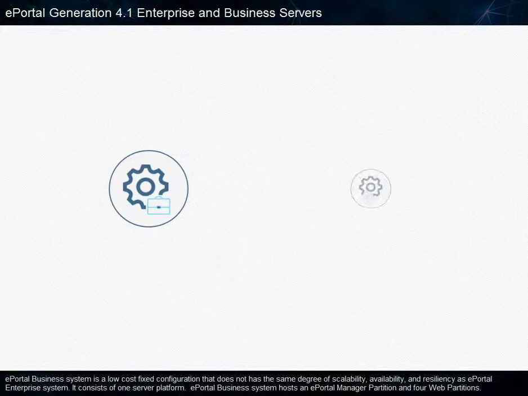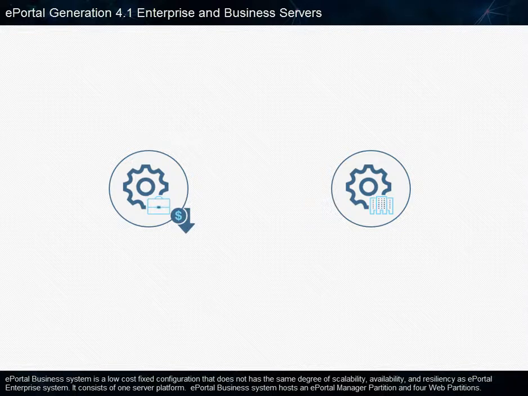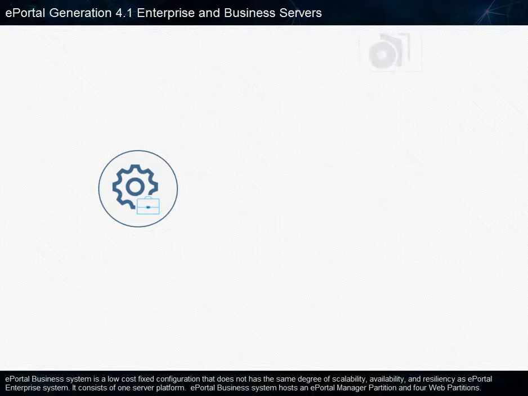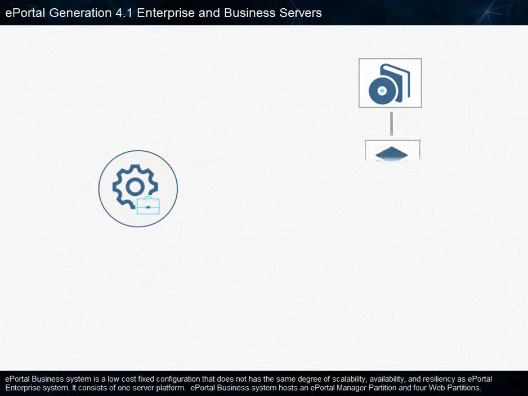ePortal Business System is a low-cost fixed configuration that does not have the same degree of scalability, availability, and resiliency as ePortal Enterprise System. It consists of 1 server platform. ePortal Business System hosts an ePortal Manager partition and 4 web partitions.